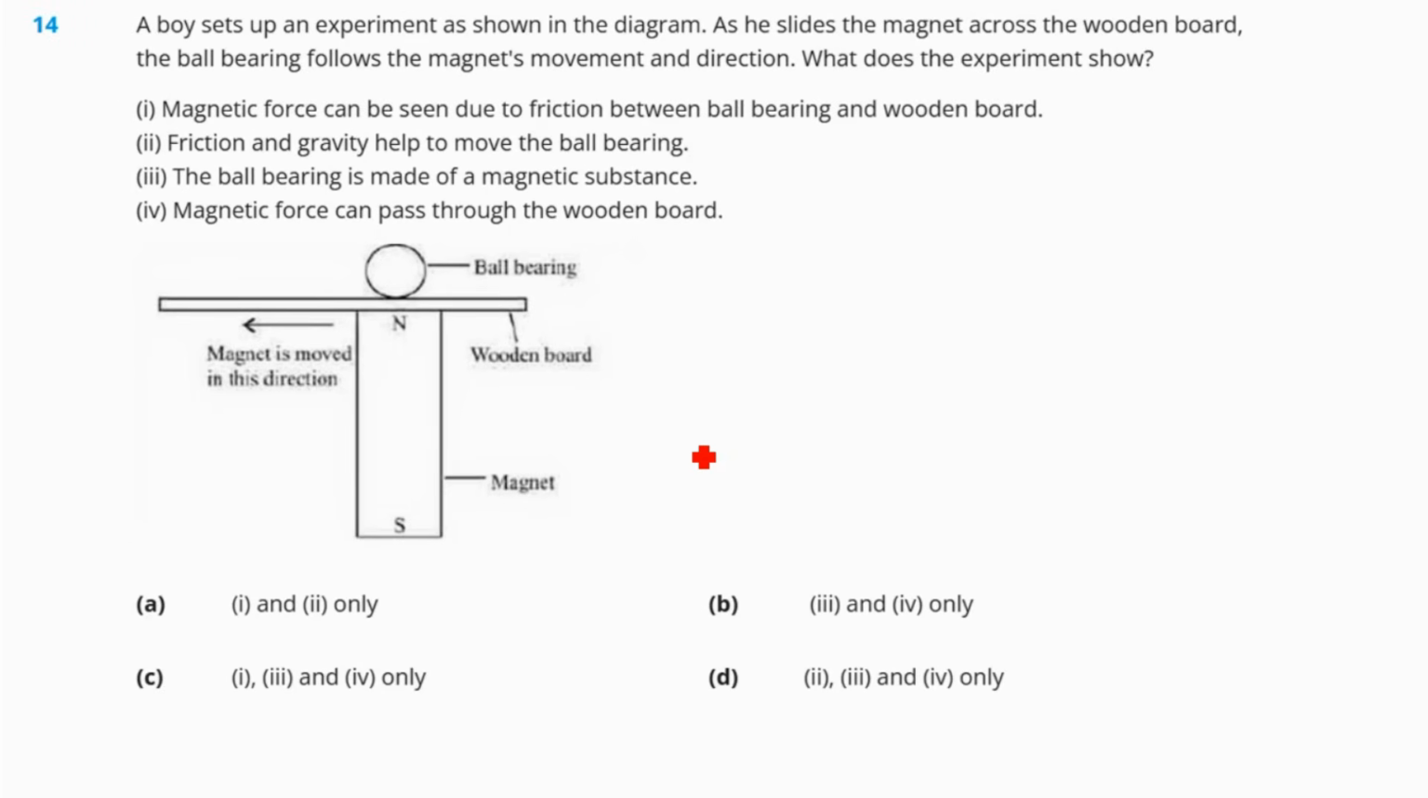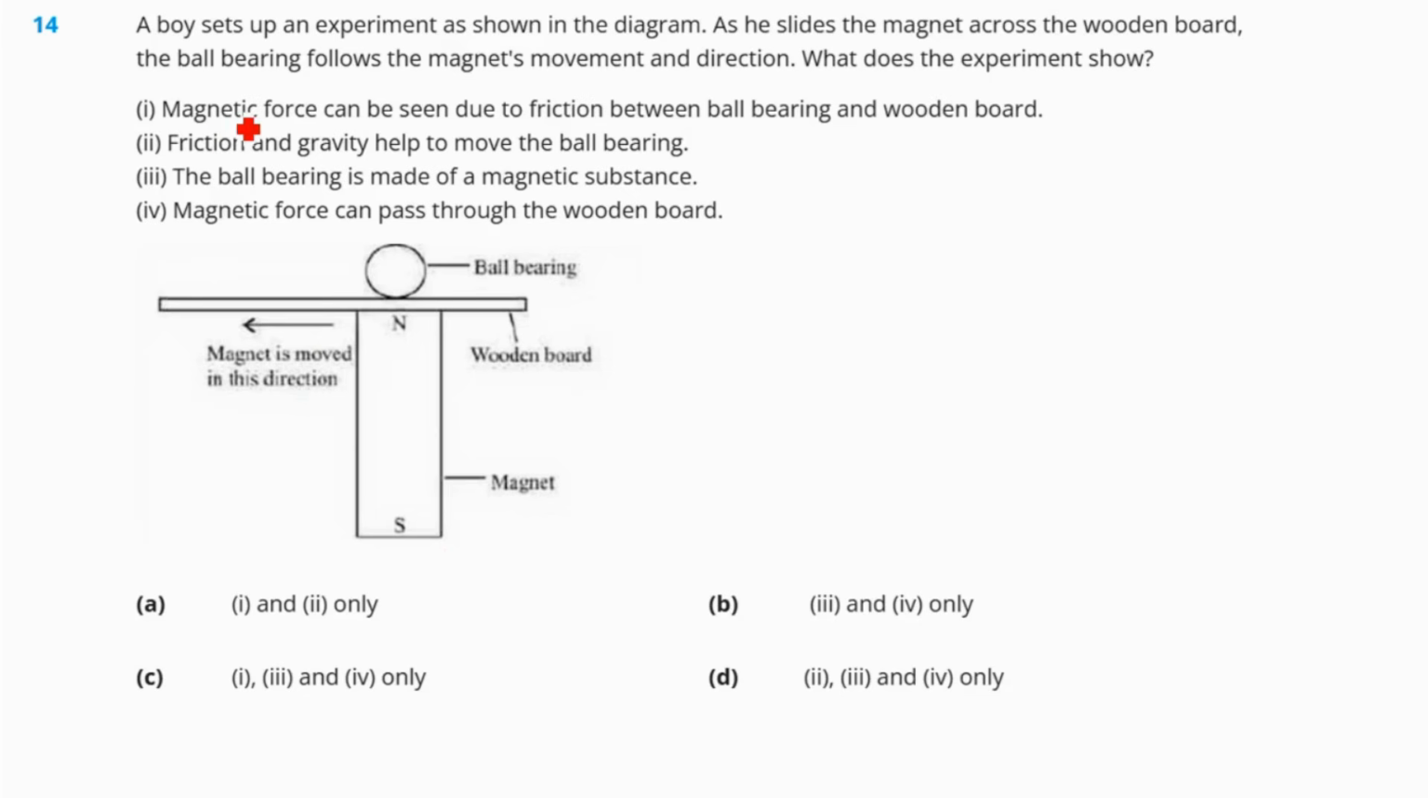Coming to question number 14. A boy sets up an experiment as shown in the given diagram. As he slides the magnet across, so this is a ball bearing, this is a wooden board, and this is a magnet. The north pole is this side and the south pole is this side, and the magnet is moved in this direction. As he slides the magnet across the wooden board, the ball bearing follows the magnet's movement and direction. What does the experiment show?